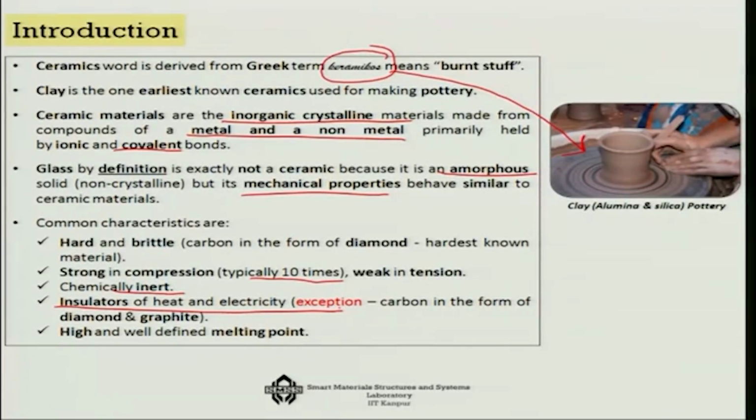The only exception could be because of the special allotropic forms of carbon, diamond and graphite. Generally they have a very high and well defined melting point. The melting temperature is also quite high in comparison to metals, even higher. In fact, that is why on many re-entry vehicles, like space shuttles, that come back from space and are subjected to very high temperature, you will see that invariably the surface is made of ceramic tiles, so that it can resist the high temperature.